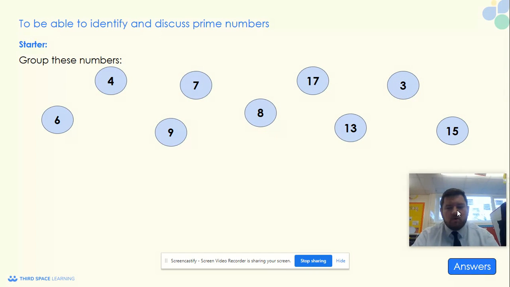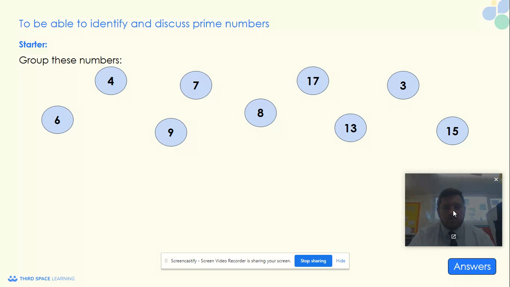So, on the screen are some numbers. We have 4, 7, 17, 3, 6, 9, 8, 13 and 15. The starter asks us to group these numbers. So if you want to pause the video and have a go at grouping them, there's no correct way to group them as long as you have a reason behind yours.